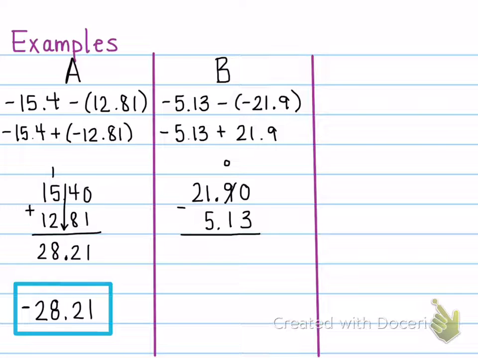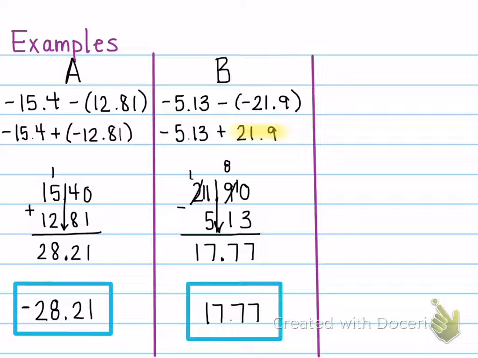I can borrow from the 9. It's 10 minus 3 is 7. 8 minus 1 is 7. Decimal comes straight down. Have to borrow here again. 11 minus 5 is 7, and 1 minus 0 is 1. So I have 17 and 77/100ths. And when I look at my numbers now, I see that my positive number is bigger, or I have more positives than negatives. So my answer stays positive, 17 and 77/100ths.